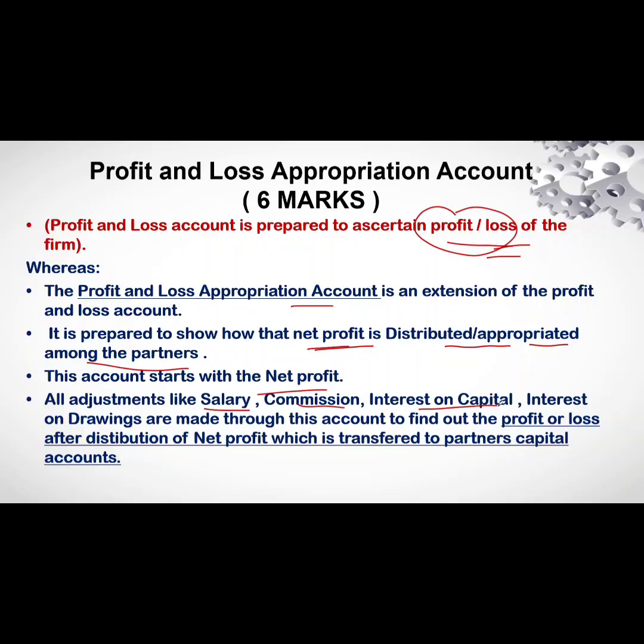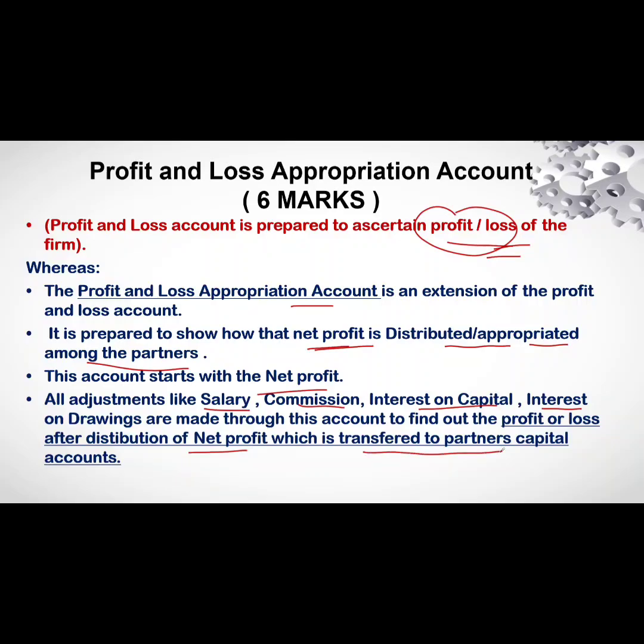If any partner makes drawings, if the partnership deed says they have to pay interest on drawings, then this will be an income for the firm. So therefore, a partnership firm has to make all these adjustments through this Profit and Loss Appropriation account and distribute the profits. And the profit and loss which has been left over after adjusting all these adjustments is lastly transferred to the partners' capital accounts.